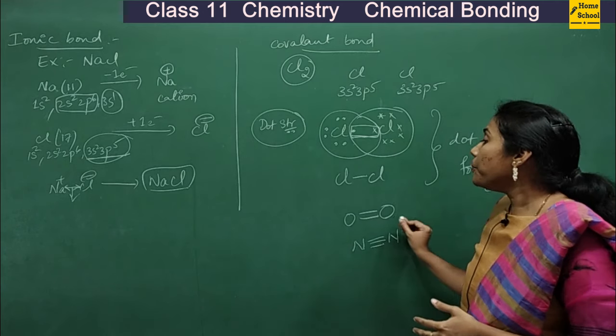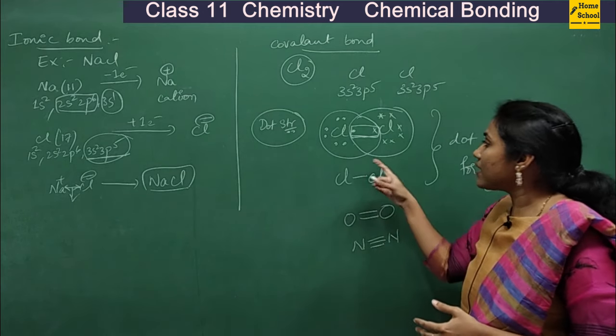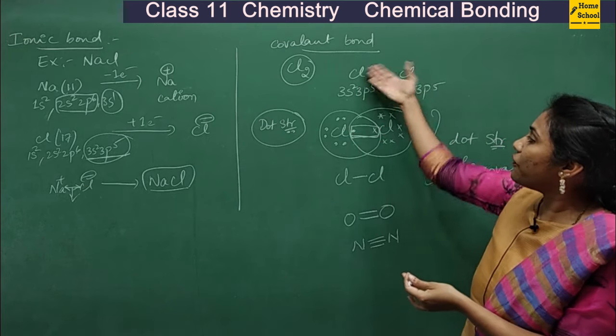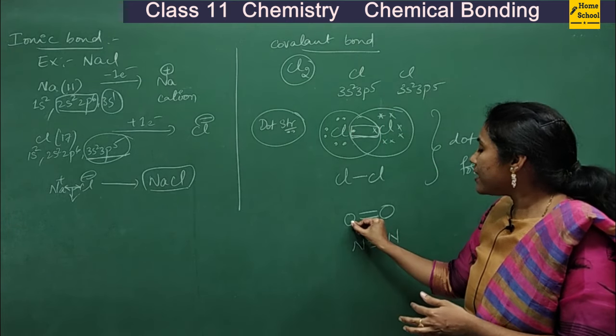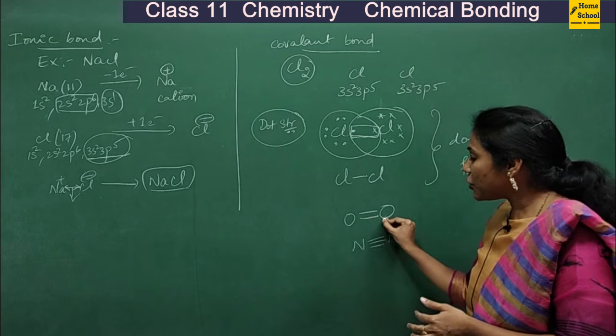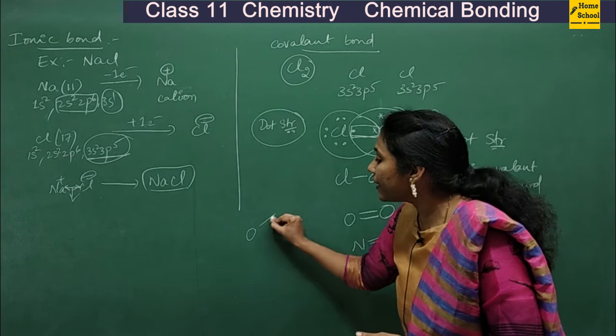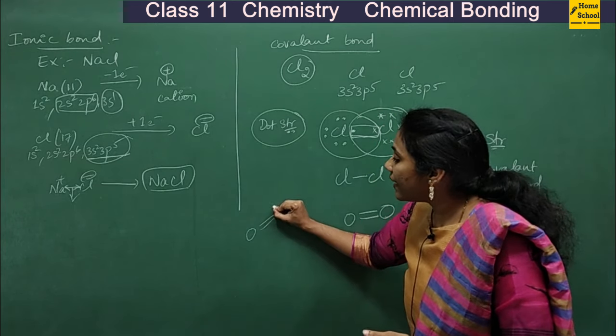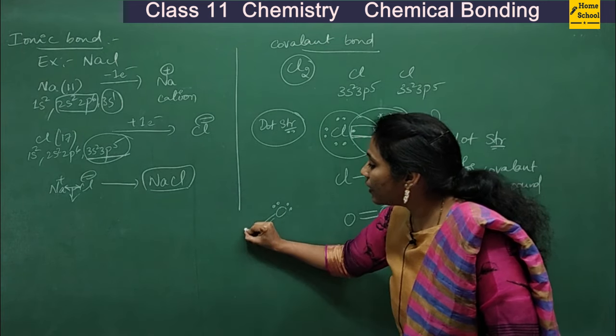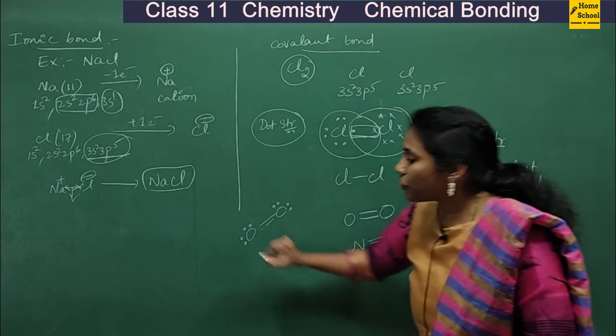You must know how to write the dot structures. You know, this is the dot structure for Cl2. Likewise, if you have to write the dot structure for oxygen, how do you write it? You will show two bonds and then 1, 2, 3, 4. Here the remaining electrons you will show, right?